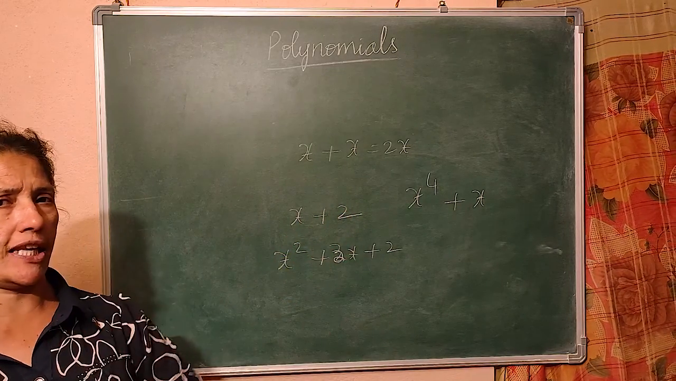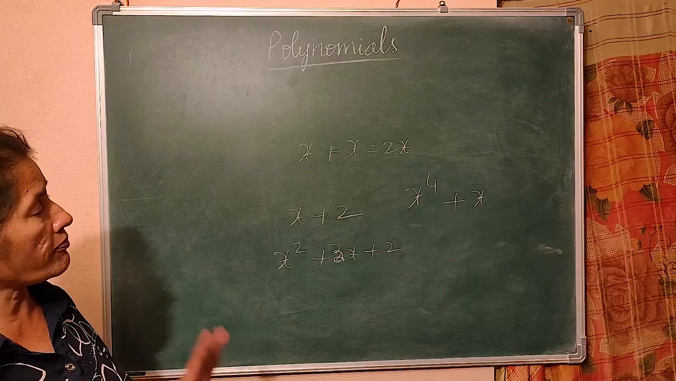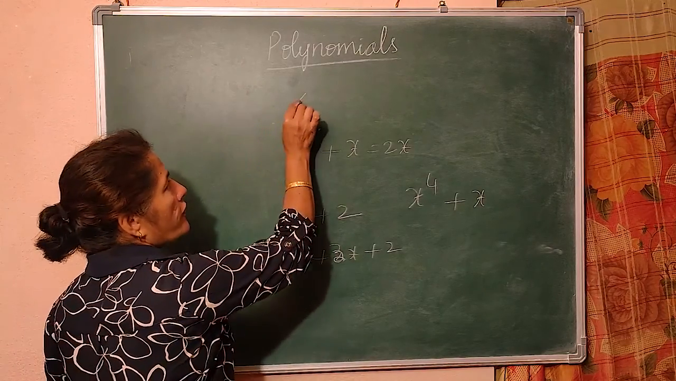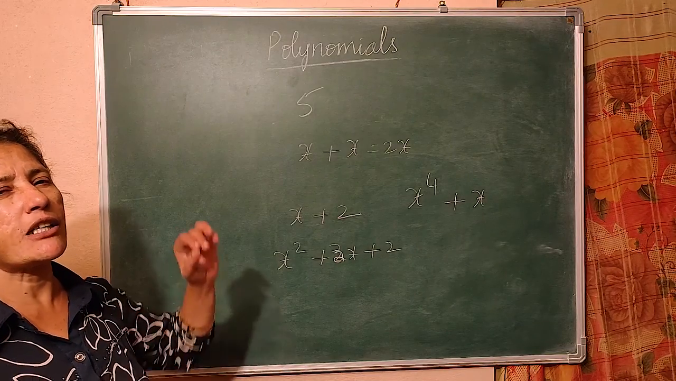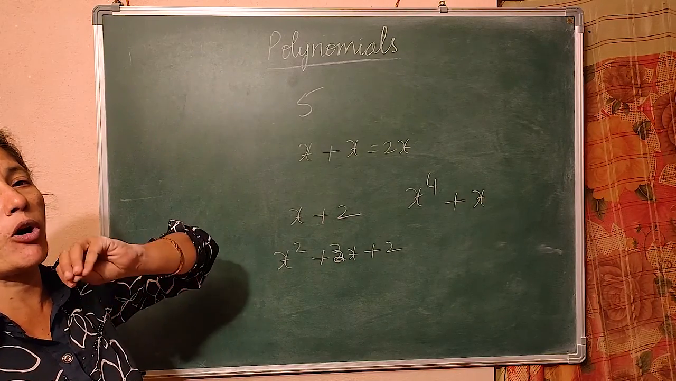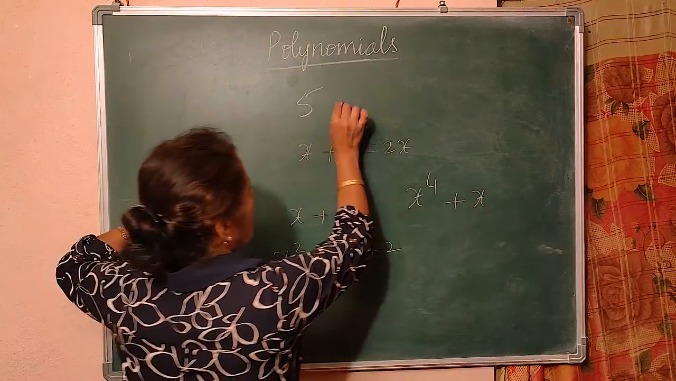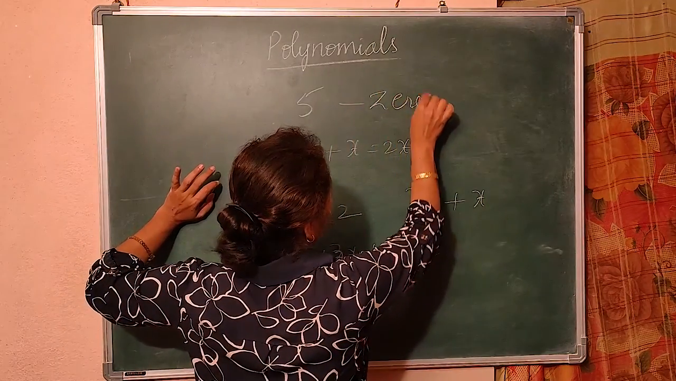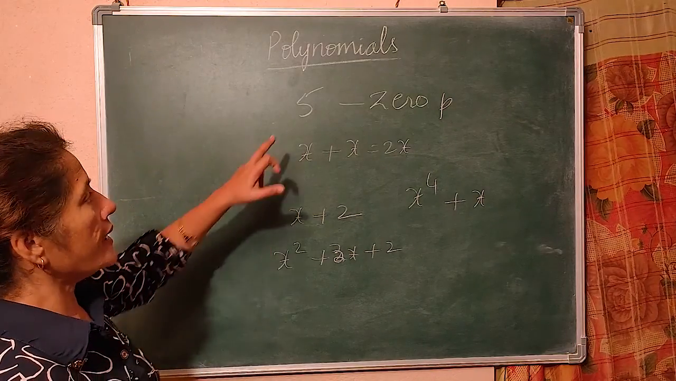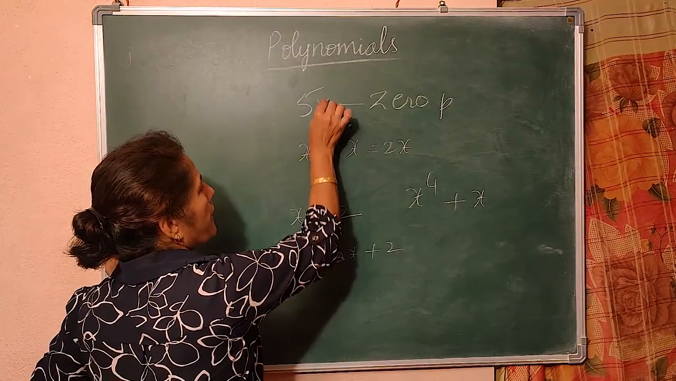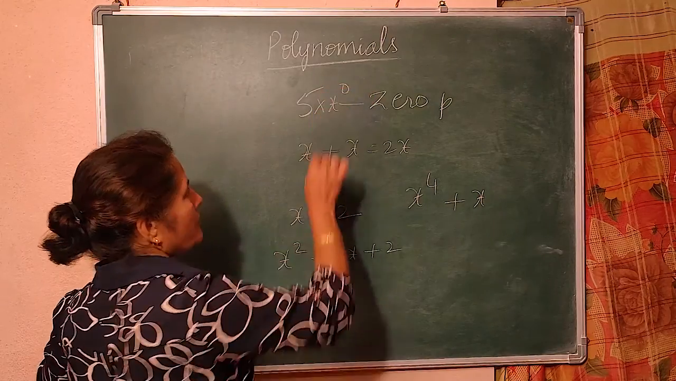polynomials with one variable. Now my question is, if I write 5, is it a polynomial? We call it a constant polynomial or zero polynomial. Constant polynomial or zero polynomial. Why do we call it zero polynomial? There is no x. I can put it as x to the power of 0.